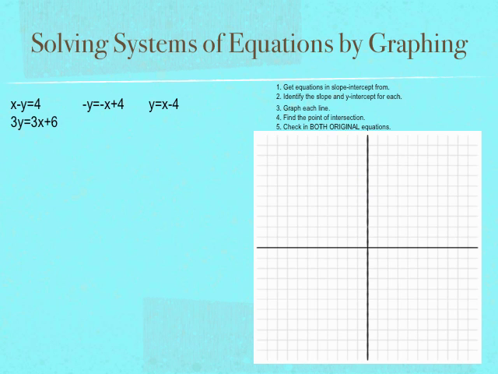Let's get the next one. Okay, I've almost got y by itself. I have to divide everybody by 3. So divide 3y by 3 and I get y. Divide 3x by 3 and I get x. Divide 6 by 3 and I get 2.